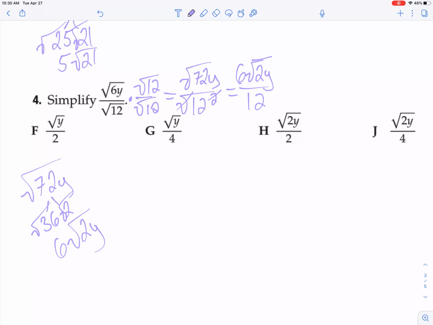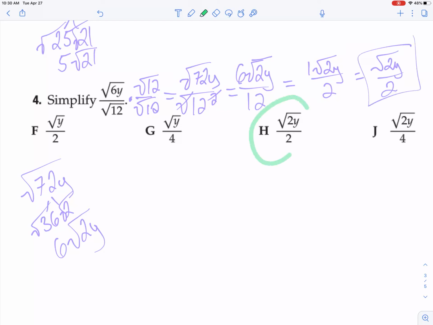Now, once again, if you plug that in, it would be incorrect because the 6 and the 12 will simplify. Both of those are divisible by 6, so it would be 1 times the square root of 2y. Of course, I don't have to write that 1, do I? So it would just be the square root of 2y divided by 2, which on this multiple choice problem would make that H.